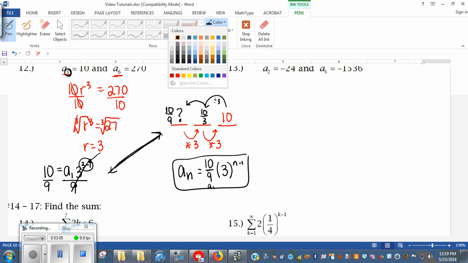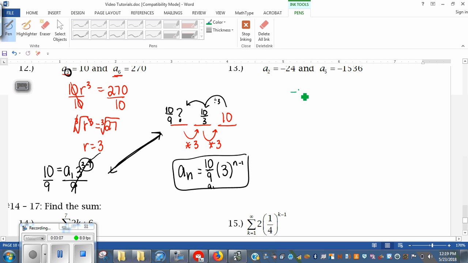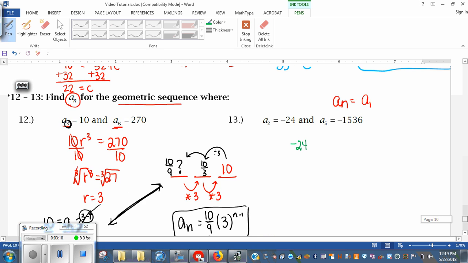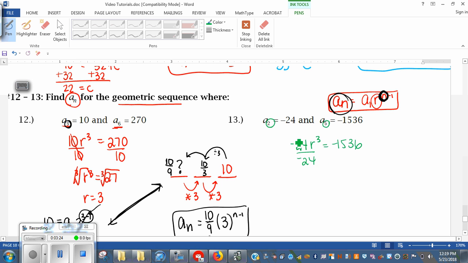So 13 is the same as number 12. We're going to say negative 24. We need to determine the ratio. Now these are, again, 3 spaces away from each other, and that's just a coincidence. 5 minus 2 is 3. We're going to divide by negative 24.